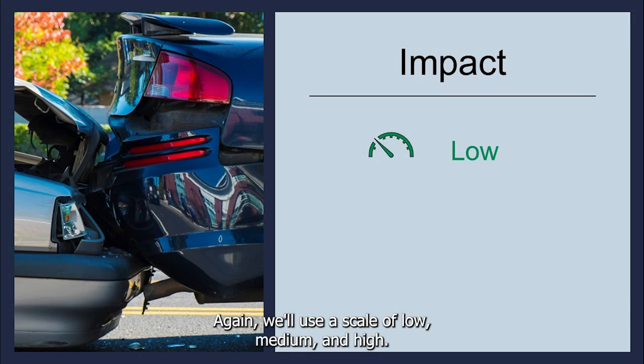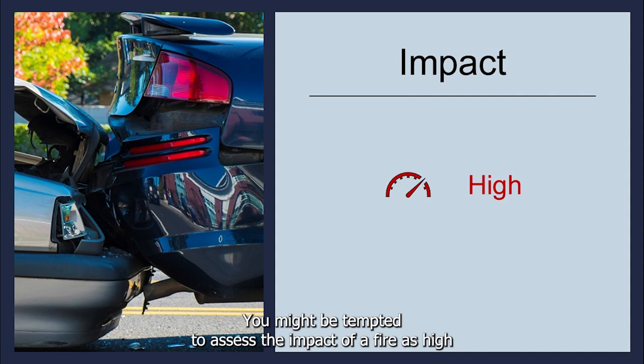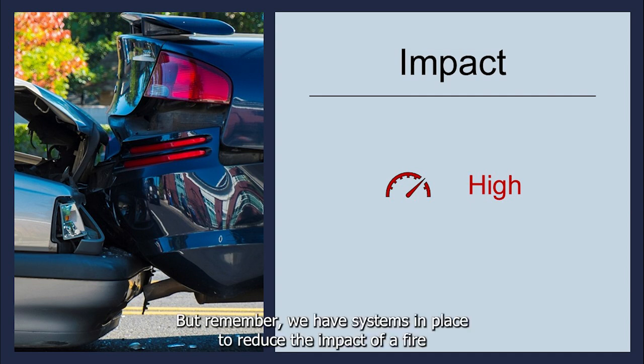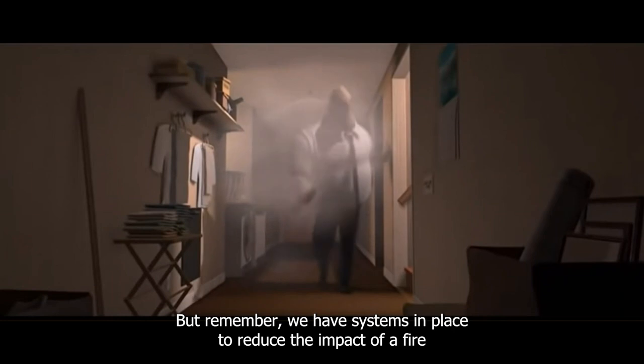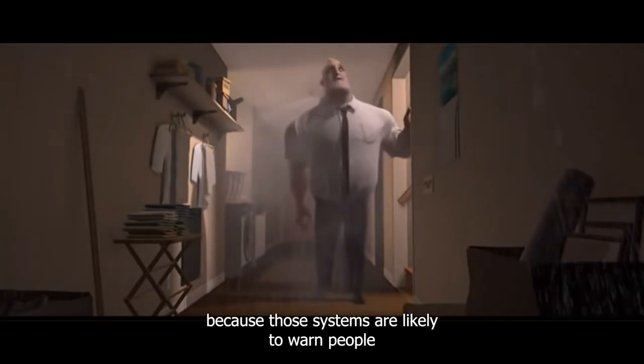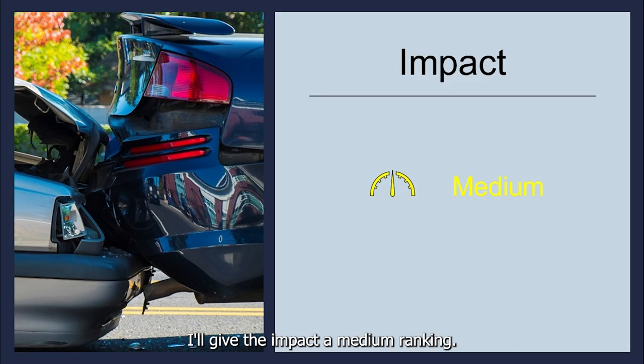Next, we'll assess the impact of the risk. Again, we'll use a scale of low, medium, and high. You might be tempted to assess the impact of a fire as high, because a fire in the building could lead to a loss of life. But remember, we have systems in place to reduce the impact of a fire, because those systems are likely to warn people to leave the building in case of a fire and contain the fire. I'll give the impact a medium ranking.